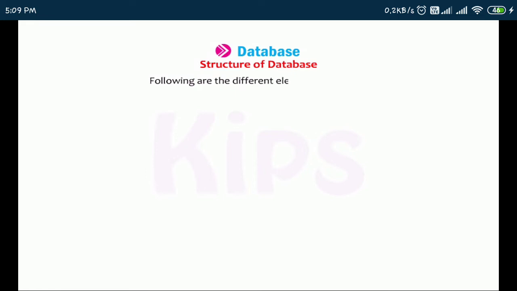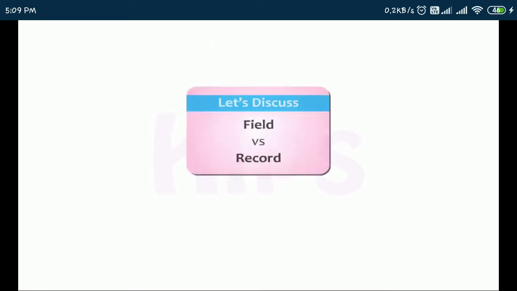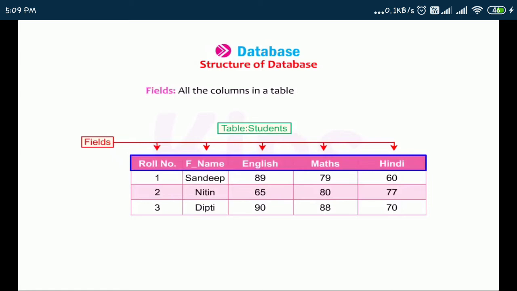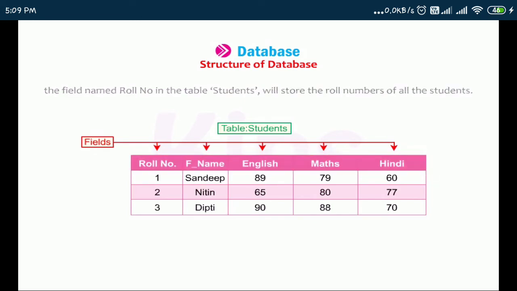Following are the different elements of a table. Students, let's have a discussion. Field versus record. Fields. All the columns in a table are called fields. A field describes a particular attribute of all the records in a table. The field name, roll number, in the table students will store the roll numbers of all the students.